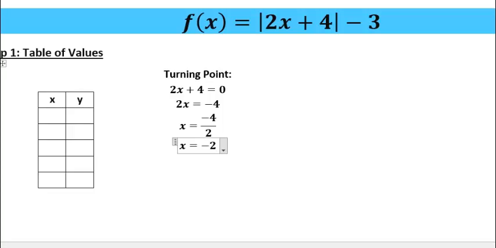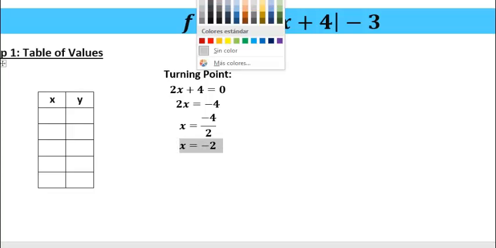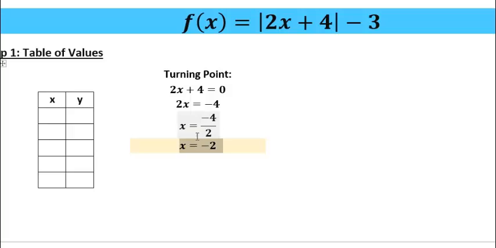I'm gonna color it so that we can identify it. Okay, that's gonna be the turning point. So why are we looking for this? This number that we just found is gonna be the number that we're gonna put at the center of the table of values. And with this number in mind, we're gonna put all of the numbers before and after it.